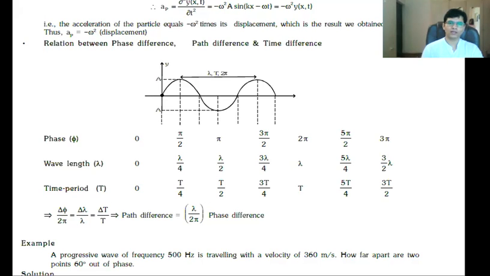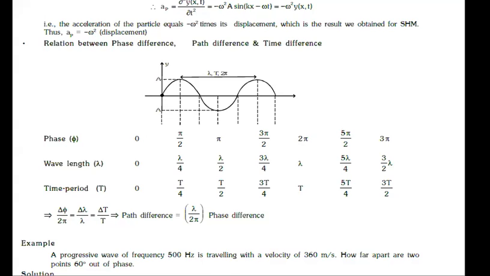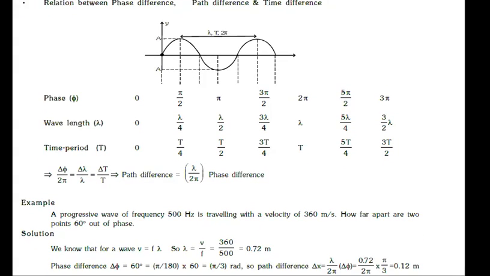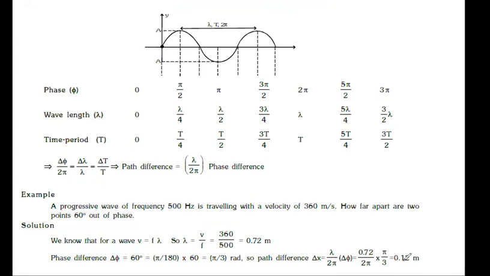So we derived that path difference is equal to lambda by 2 pi into phase difference, or phase difference is equal to 2 pi by lambda into path difference. Okay, now try solving this problem, everyone. Solve it once. Very good, it was easy, step by step. 0.12 meter, and 12 centimeter.